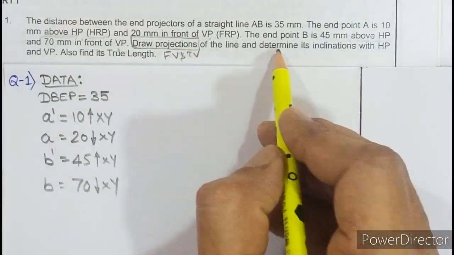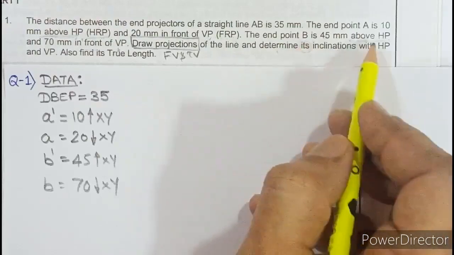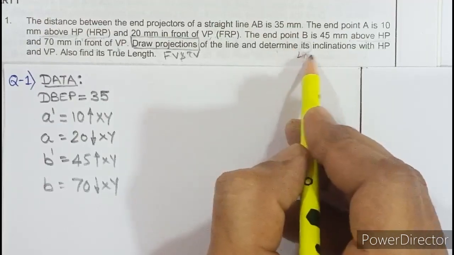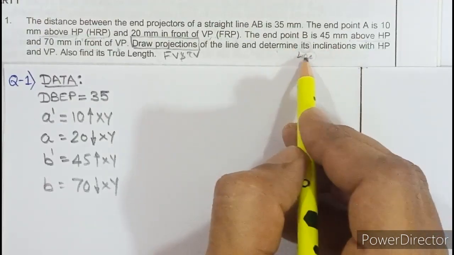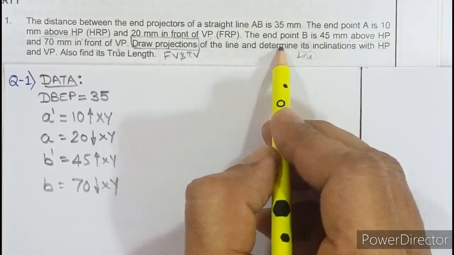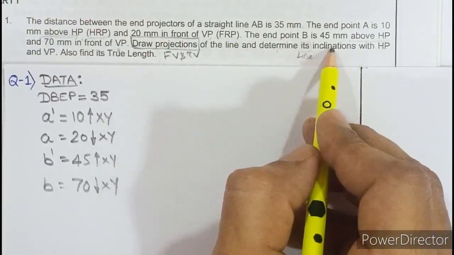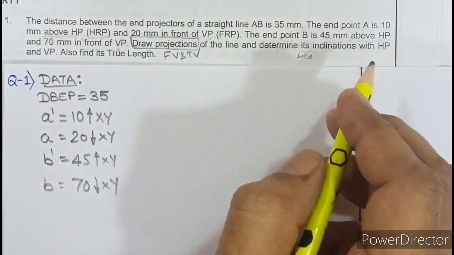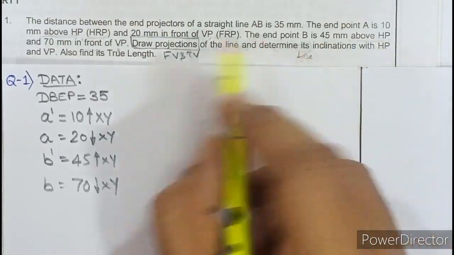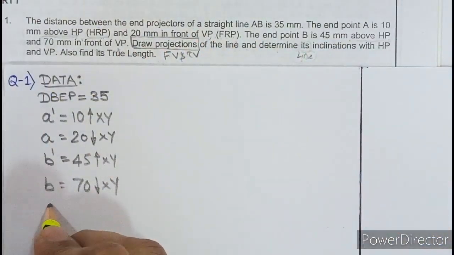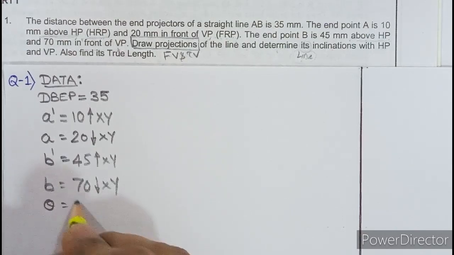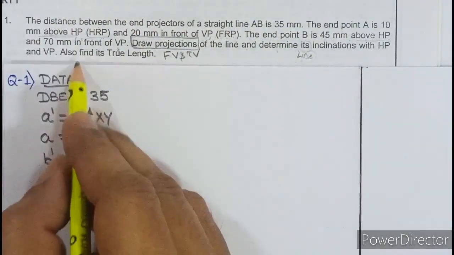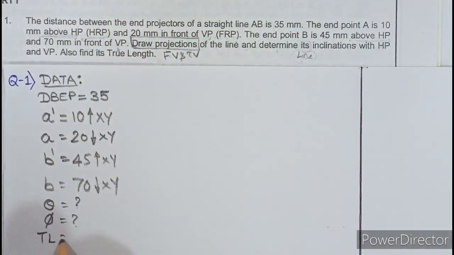And now important, determine its inclination with HP and VP. When I say its inclination, you should know it is the inclination of the line. And line means which line? It is the true length. So you have to read the question like this and determine the true length inclination with HP and VP. So the notation for inclination of a line with HP is called theta, and inclination of line with VP is called phi. So you're supposed to find theta and phi. So you can put theta question mark, phi question mark. Okay, and finally they have asked also find its true length. So you have to also find the true length.